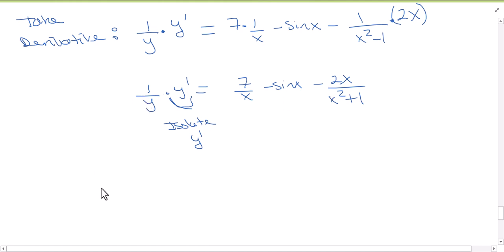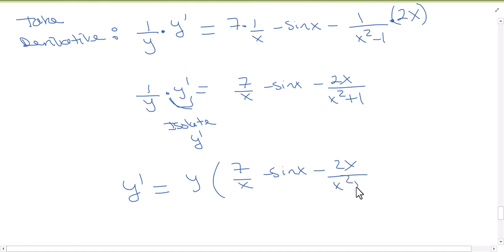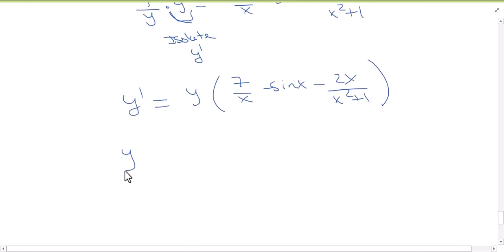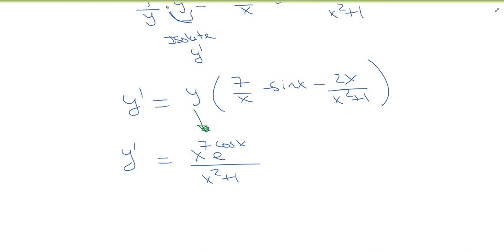How do I isolate y prime? Multiply both sides by y. So I'm going to have y prime equals y times this. But what was y? Y was the original function, right? We called it y, but it was our f of x, which was x to the 7th e to the cosine x over x squared plus 1. So that is what y equals, and then times the derivative that we found.